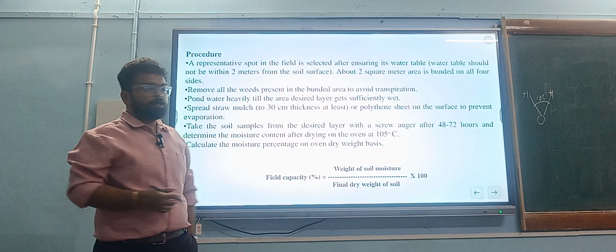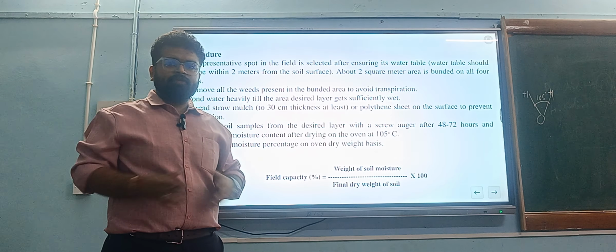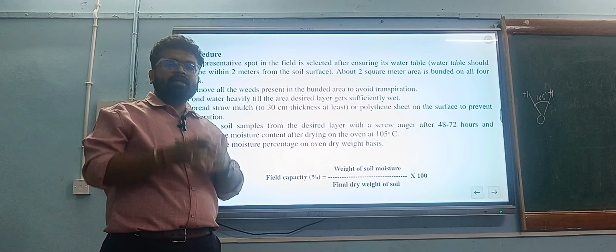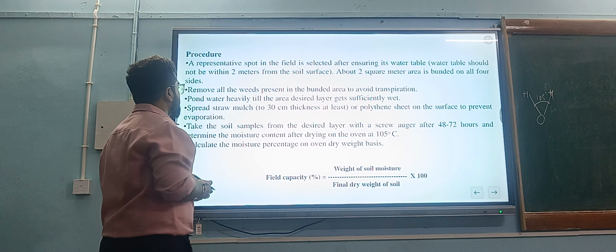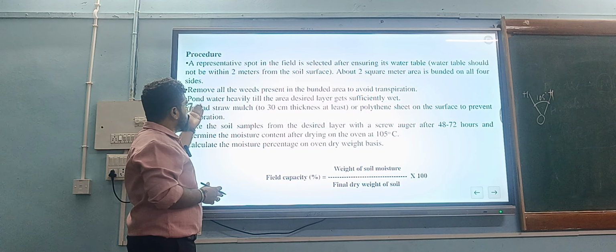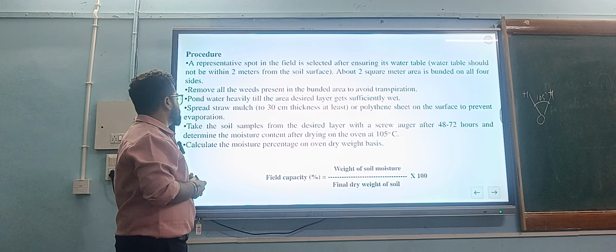So the procedure here is, we take a representative spot in a field. Consider a place where no shade is there, generally at a higher elevation, a 1 by 1 meter plot. Then remove the weeds from that particular area to avoid transpiration loss. Pound the water heavily in the area so that you bring the condition of saturation.